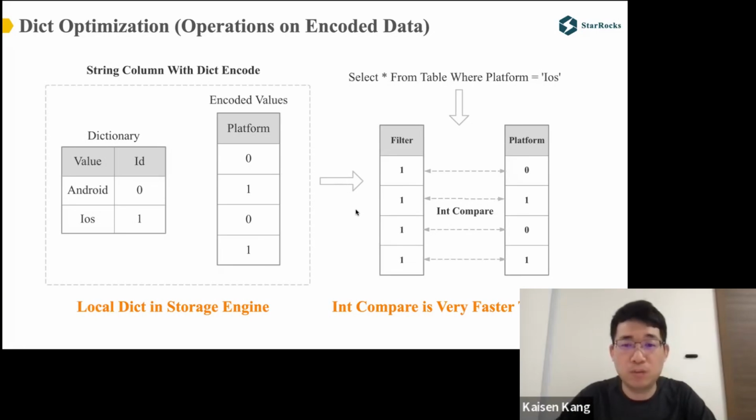As illustrated in the diagram, the platform column is directly encoded in the storage layer, so the filter operation on platform will be directly based on the encoded integer data. The platform equals becomes 1 equals 0 or 1 equals 1, and integer comparison will be much faster than string comparison. Dictionary optimization in the storage layer is supported by StarRocks version 1, but only supports the filter operations, and the optimization scenarios are very limited. So in StarRocks version 2, we support the global low-cardinality dictionary optimization.